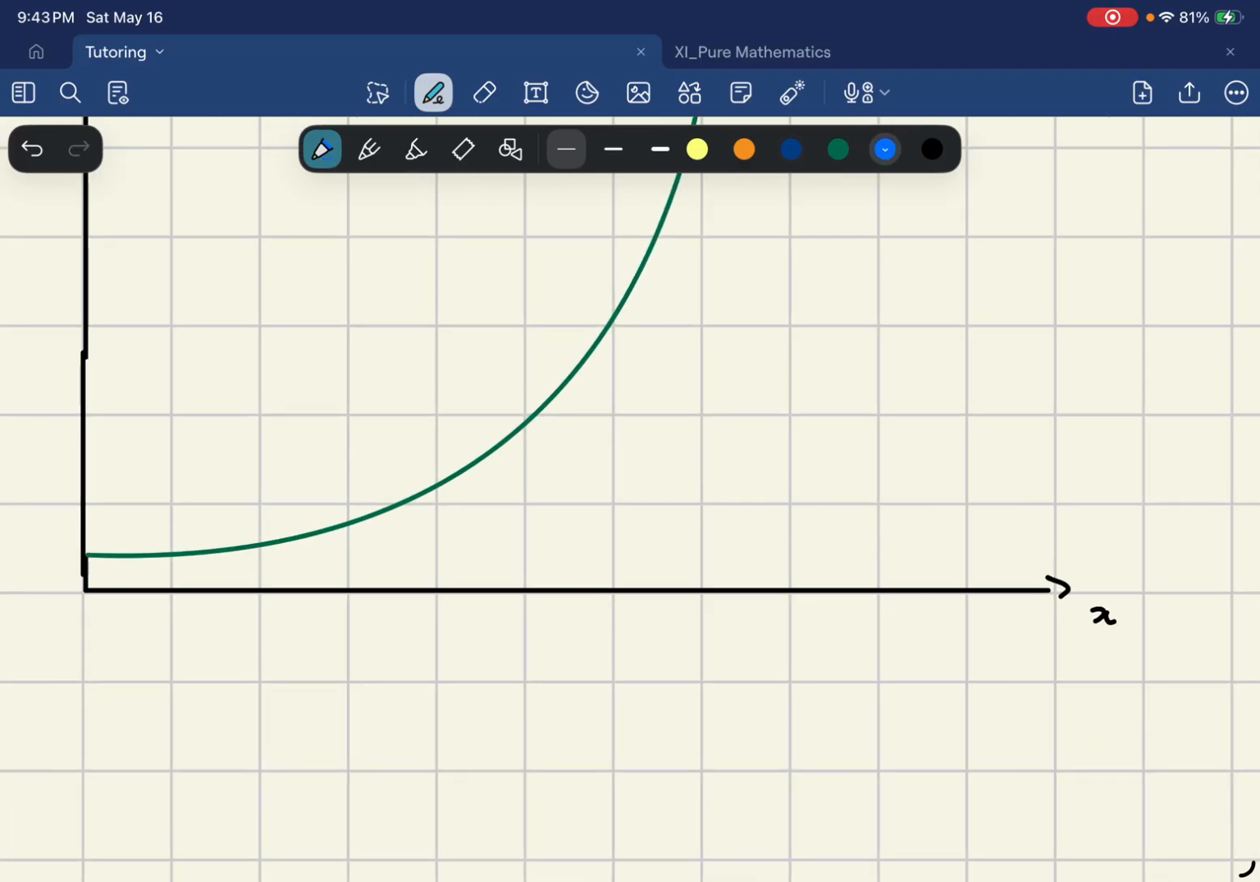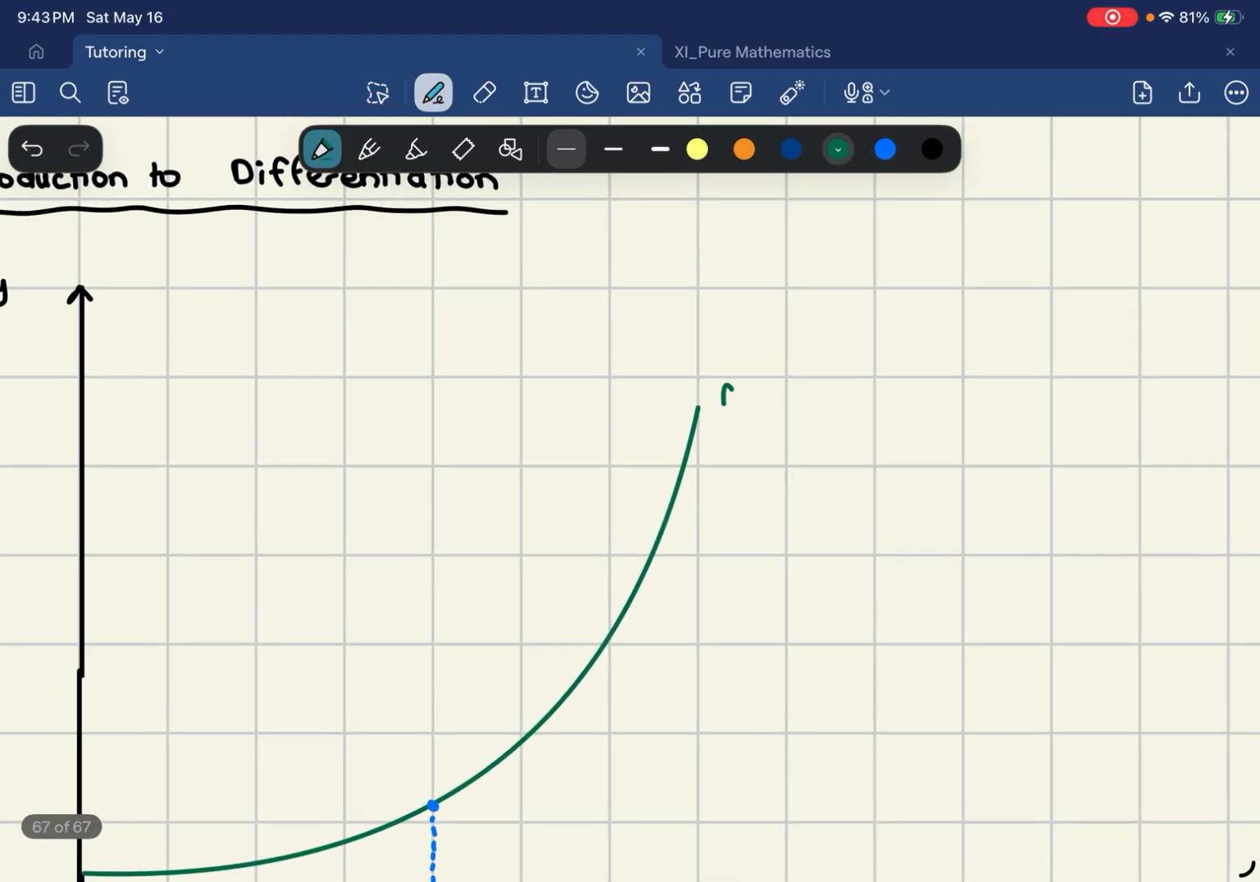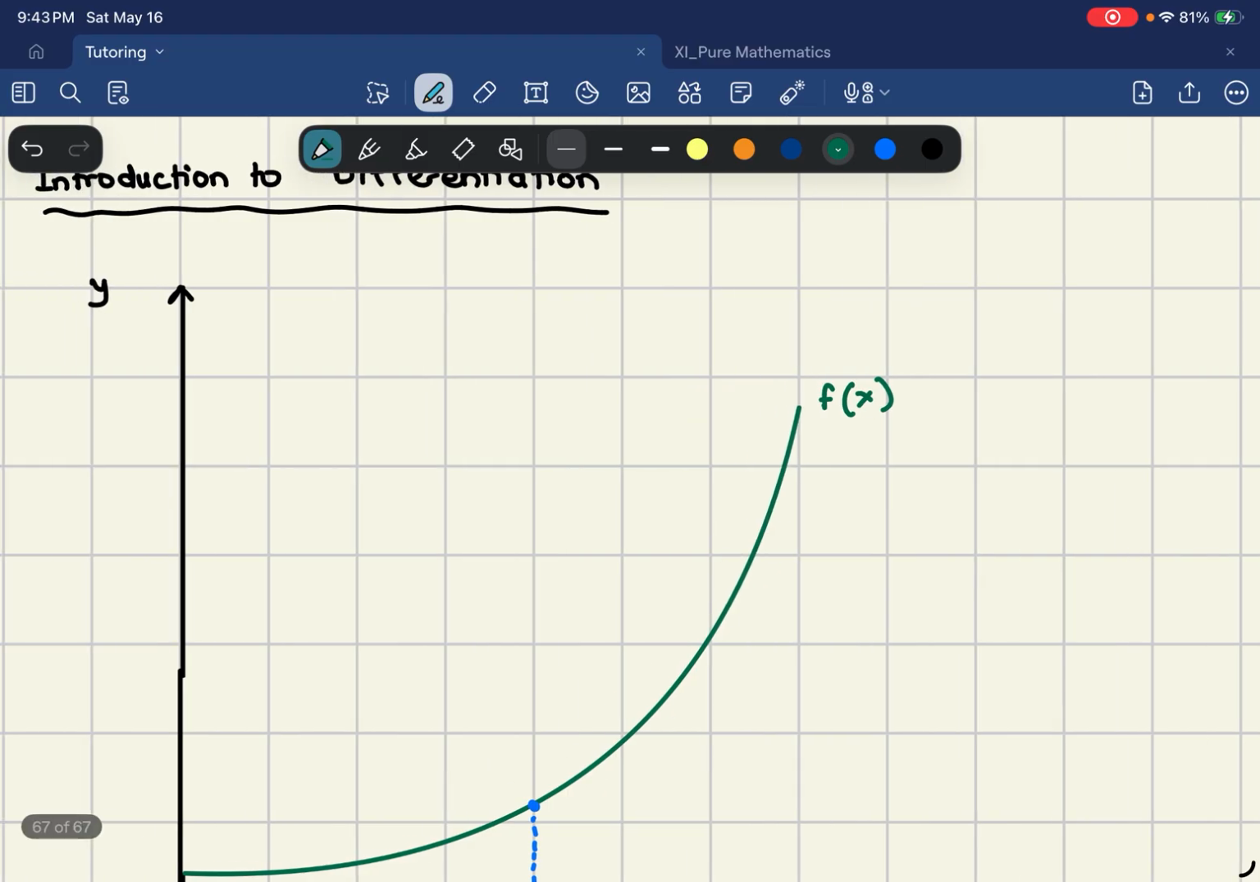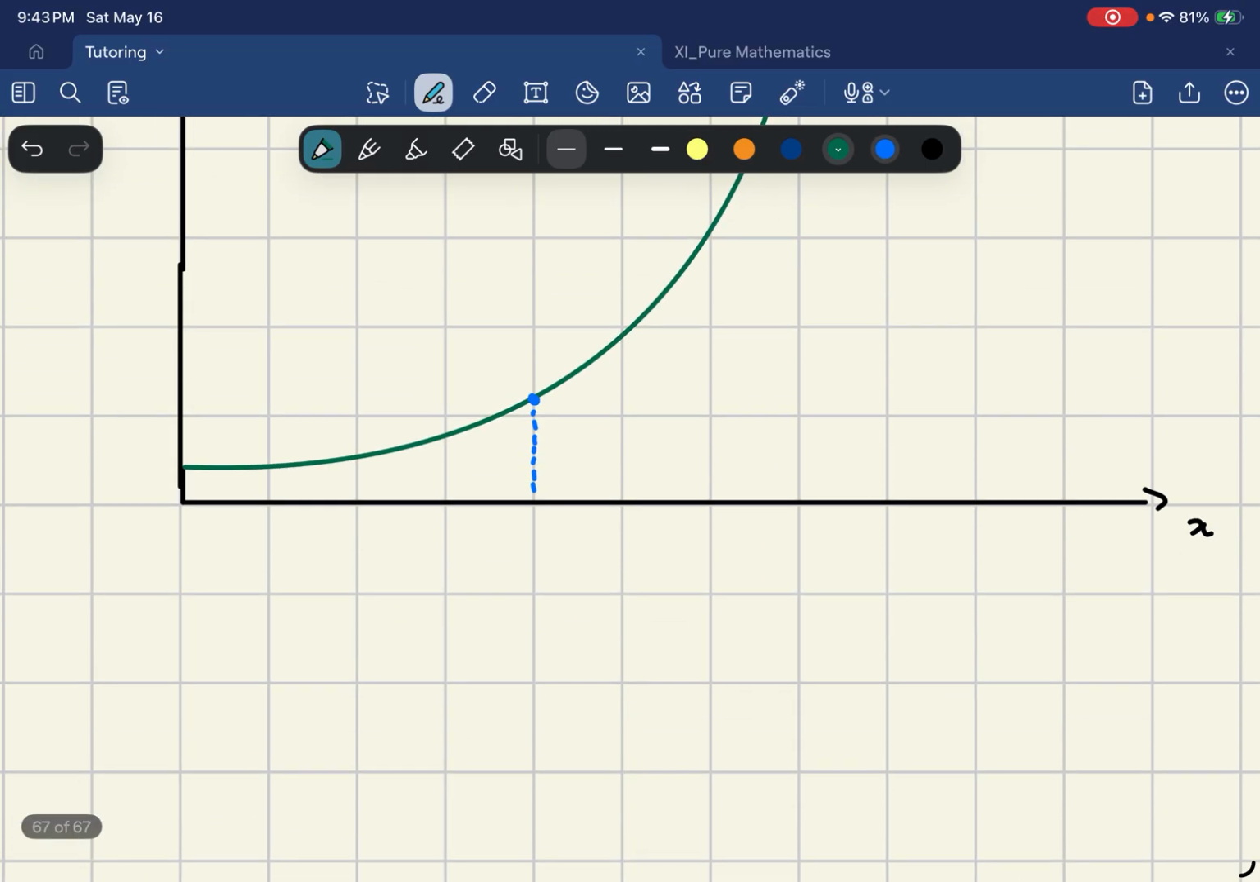So let's say I want to find the gradient at this point. And let's write this as a function: y is equal to f of x, right? This is x, and this point on my y-axis is going to be f of x. X is my input, my output is f of x. So this coordinate is going to be x comma f of x. Let me write it here, x comma f of x.